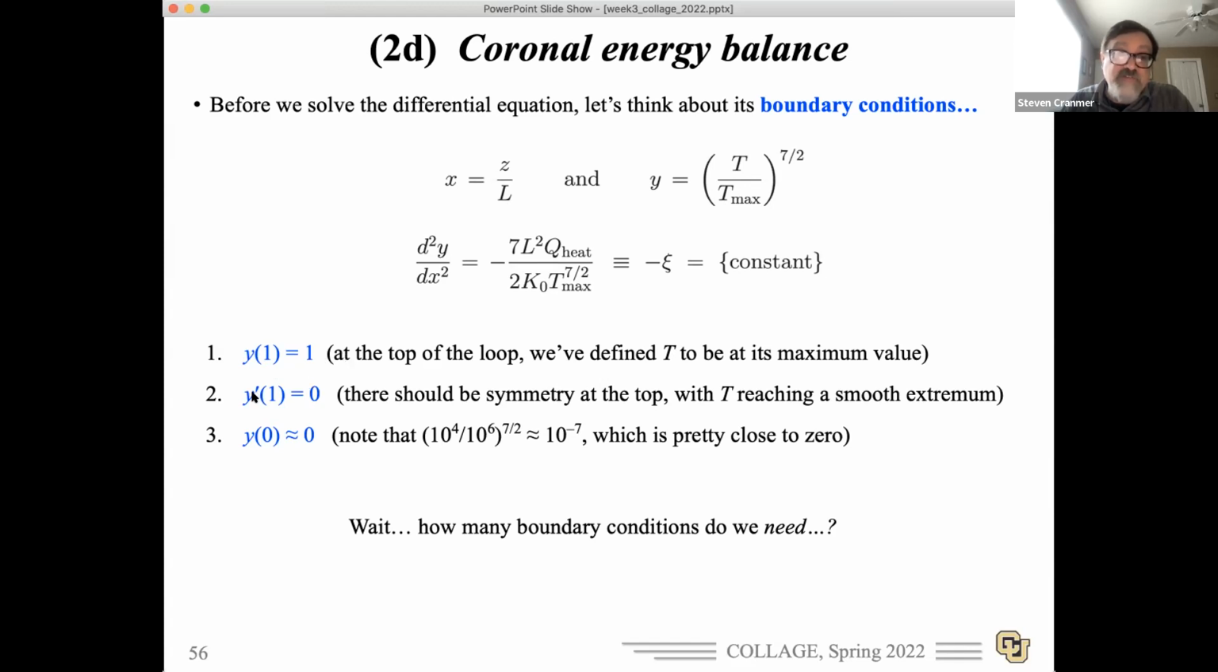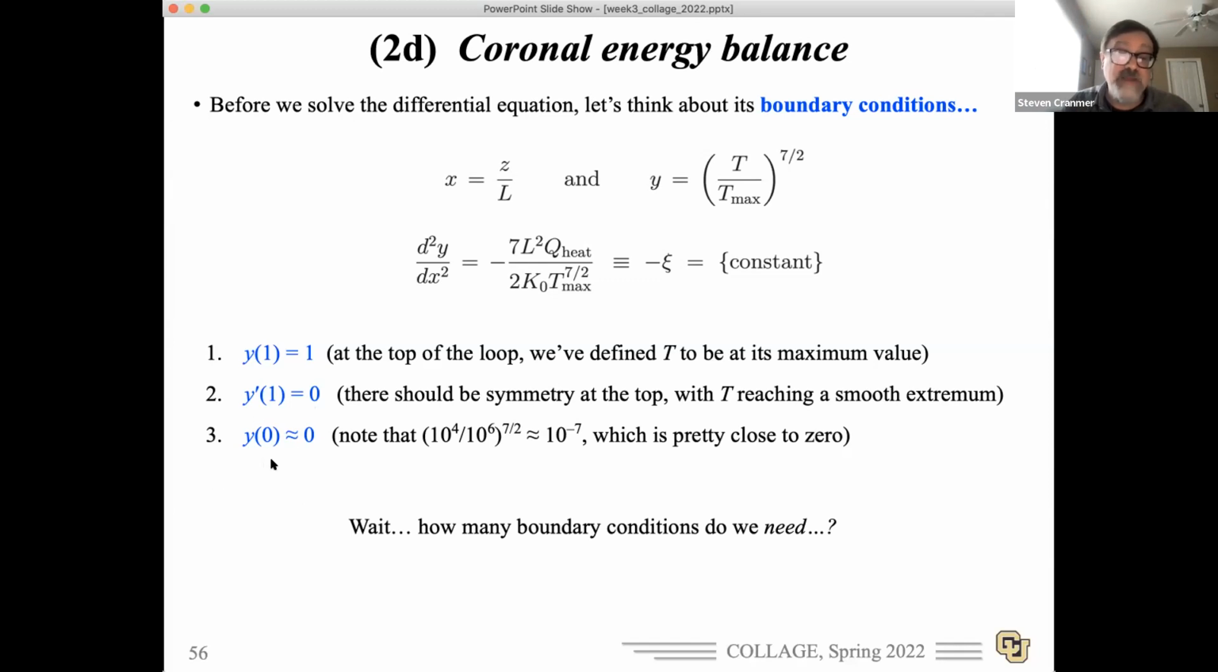Also, the derivative of y at the top of the loop, the slope of the temperature, should be 0 because there's symmetry. If this is a loop with 2 foot points and the temperature increases as you go along both foot points to the top, the temperature is not going to be this cusp-shaped thing. It's going to be a nice, reasonable, smooth maximum. So the first derivative is 0 in that case.